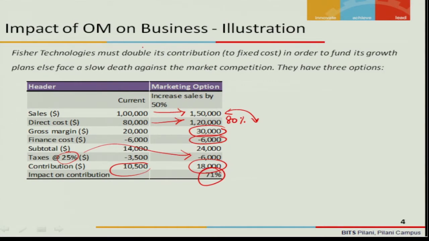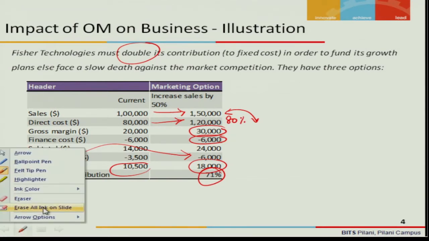But what we need? Double. Double means it has to become $21,000 and not $18,000. So even after increasing the sales by 50%, what you can increase as a contribution is only 71%.